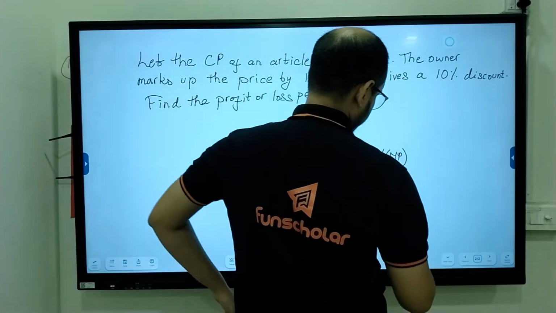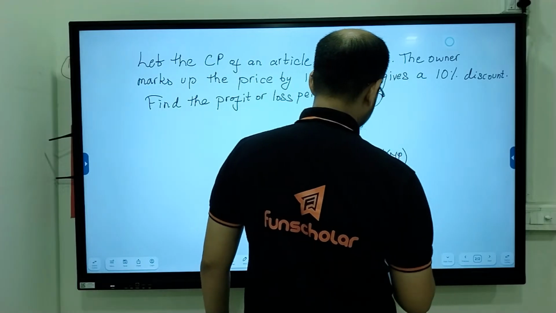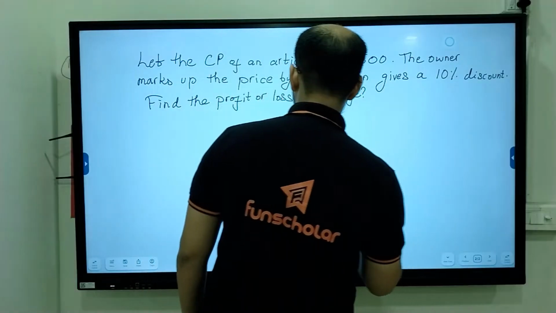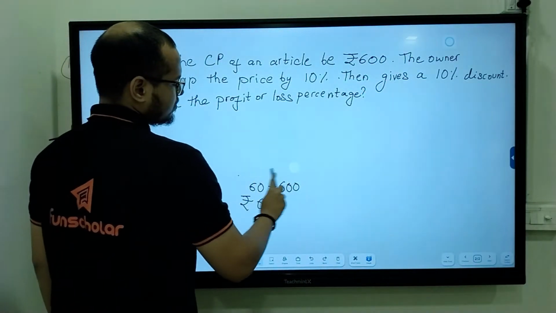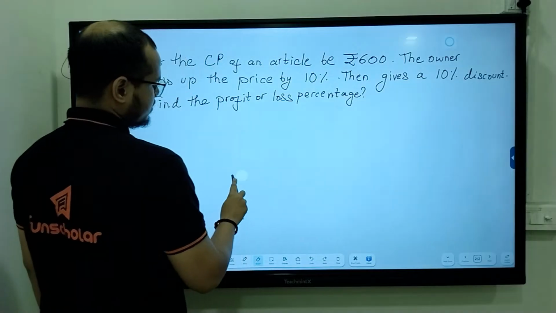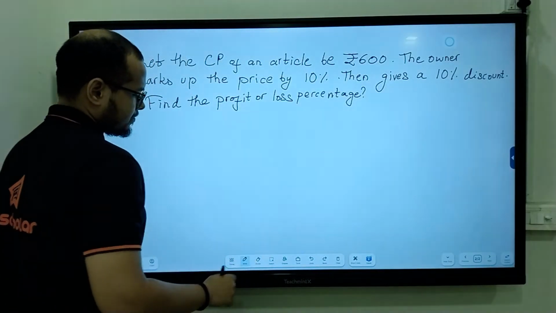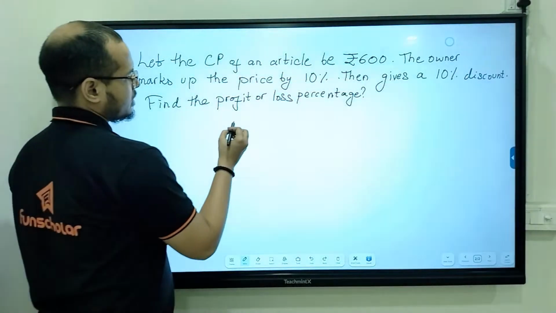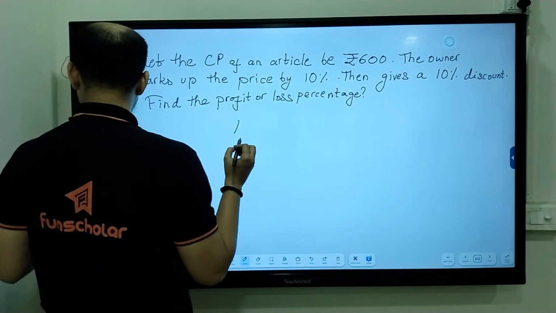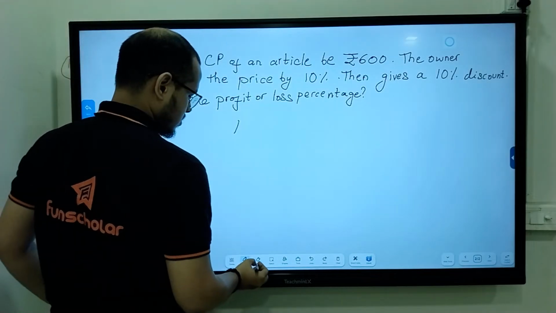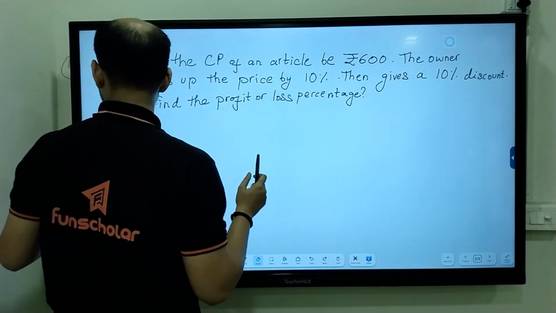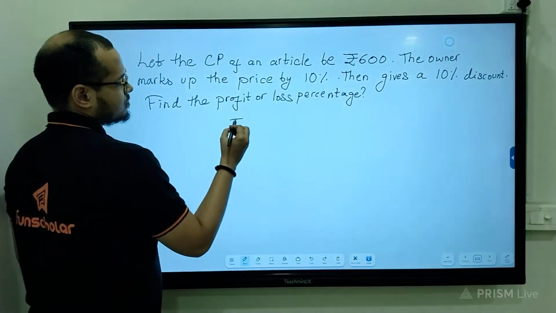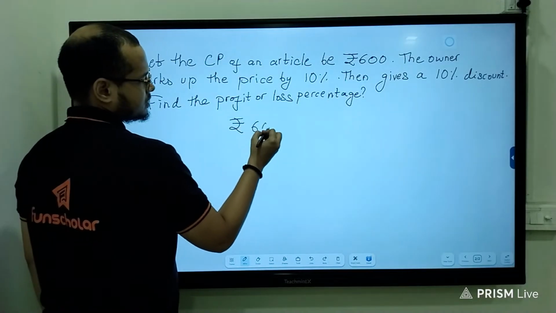This particular concept I will be doing if I feel it is necessary for your school, because this is a higher class concept. I'm just doing it because we are in that particular flow, and I realize that it will be helpful for you. So I am not going to take any number in this question. I'll say there is a thing that I bought for 600 rupees.